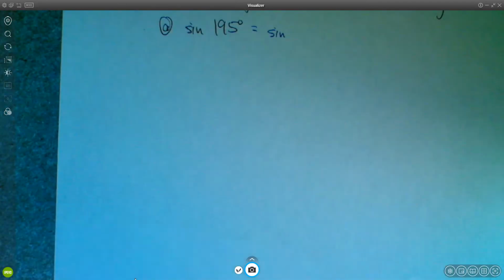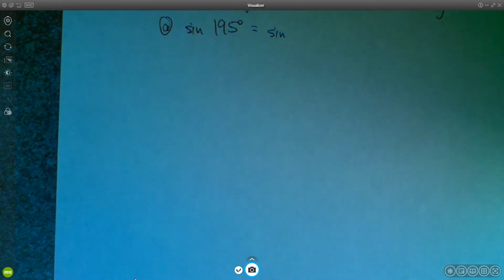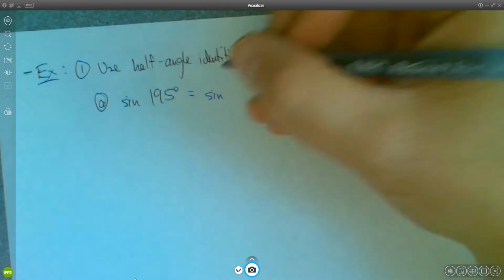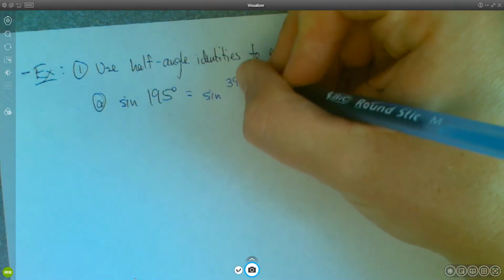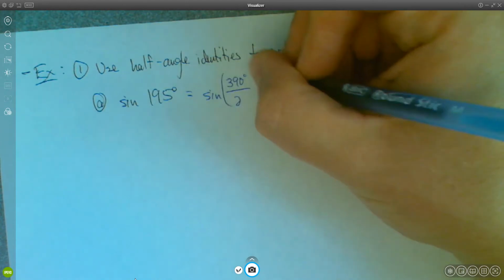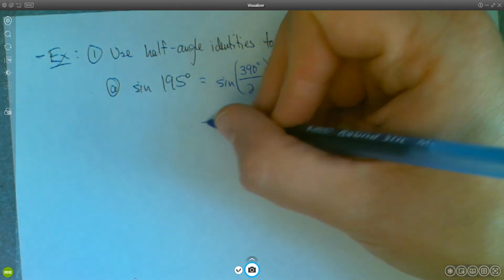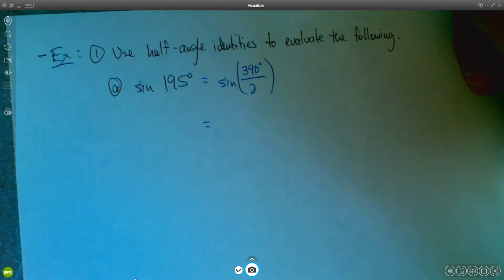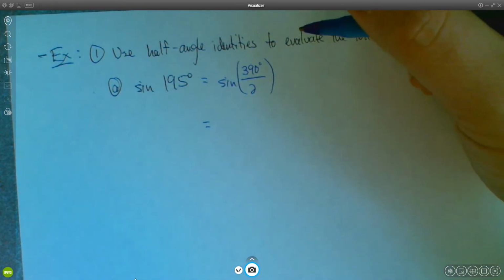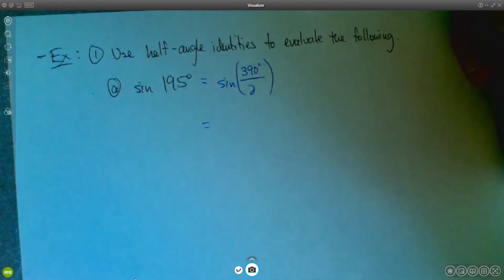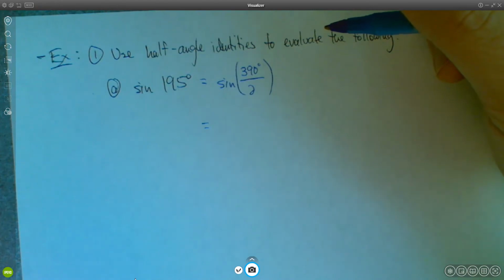is that right? 195 times 2? No. 195 times 2 is 390. That's interesting. I don't know if I meant to do this exact problem. Maybe I did. I don't know. But anyway, we can figure out what sine of 390 degrees is. It's not a big deal, since it's coterminal with 30 degrees. But anyway, let's move forward with this problem now.